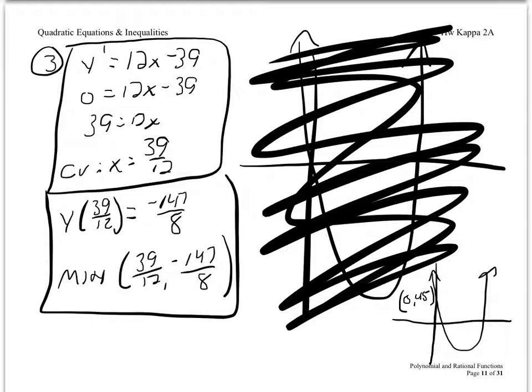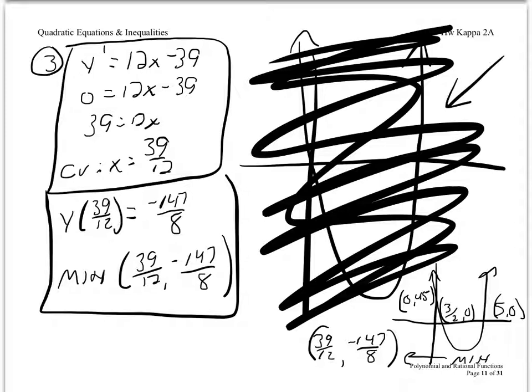Such a noob. We have x-intercepts of 5 and 3 halves. And there's a minimum down here, which I'm never going to be able to fit in. So let me just write min here, and then I'll write the coordinates over yonder. 39 twelfths, comma, negative 147 over 8. There's your graph. Sorry about this hot mess that I told you to ignore, and yet you can't because it's so big and because I'm pointing it out, literally with arrows.